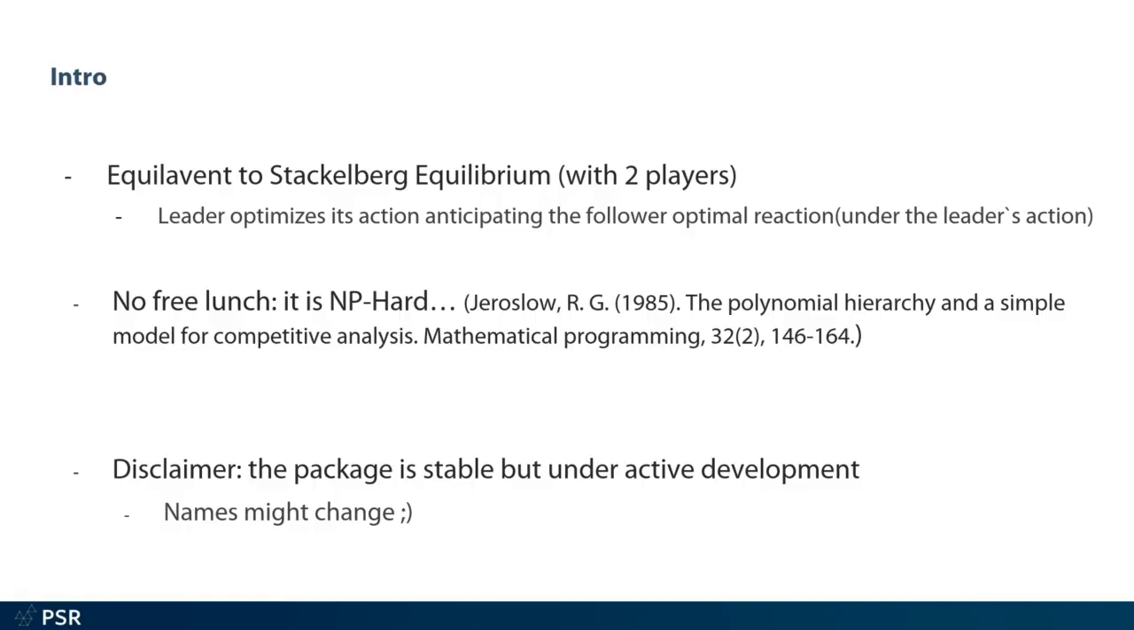Now, a very fast intro, or a crash course, into bilevel optimization. Bilevel optimization was first developed in the game theory community by von Stackelberg, which defined what we call today the Stackelberg equilibrium, which is a game of two players where the leader optimizes its action by anticipating the follower's optimal reaction to the leader's action. So these two players will be playing against one another, each one trying to optimize its own objective function.